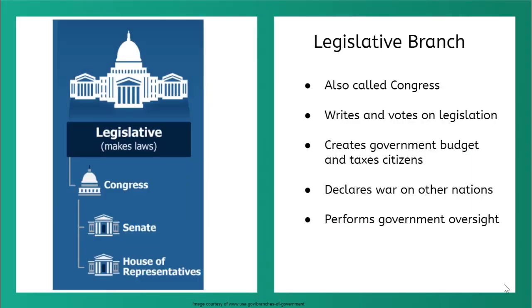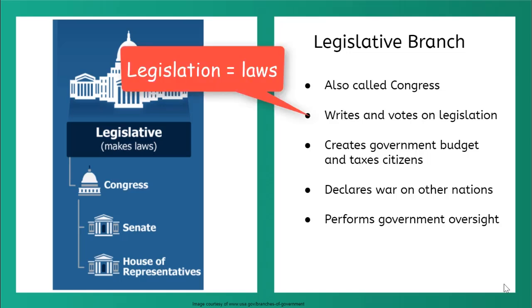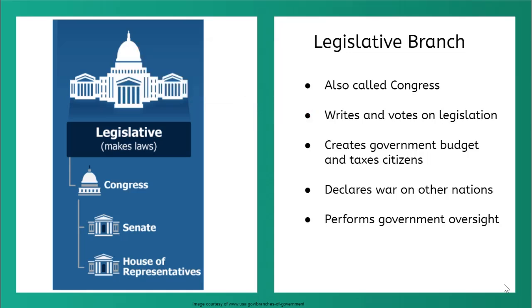Let's start with the legislative branch, which is also referred to as Congress. It is the job of Congress to write and vote on legislation. Legislation is a fancy word for laws. But besides creating laws, Congress also makes the budget for the government and taxes citizens to pay for the budget.